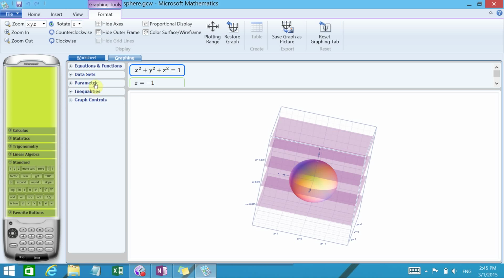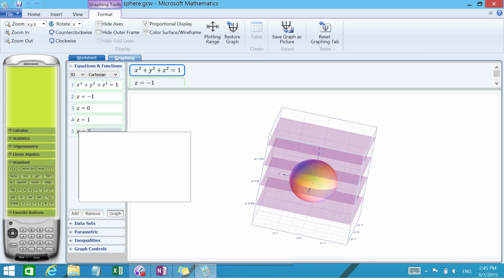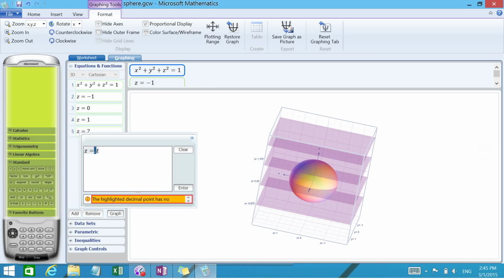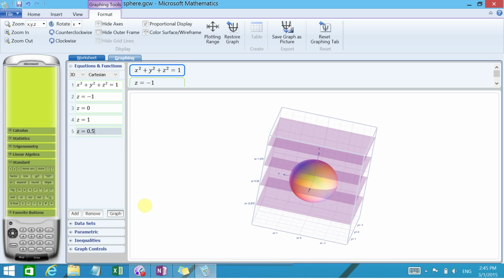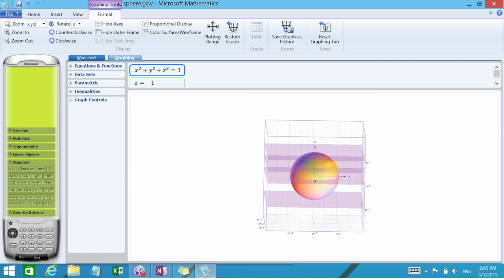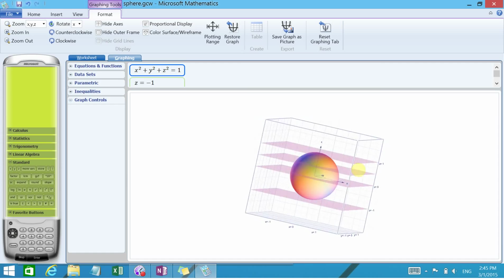But let's jazz this up a little. Instead of this boring one, let's find it. There we go. The z equals 2 plane. That's not helping anybody. That's not an interesting plane. How about z equals 1/2? z equals 0.5, enter graph, and there we go. So now that's this plane right here, this one in the middle of the z equals 1 and z equals 0 graphs.